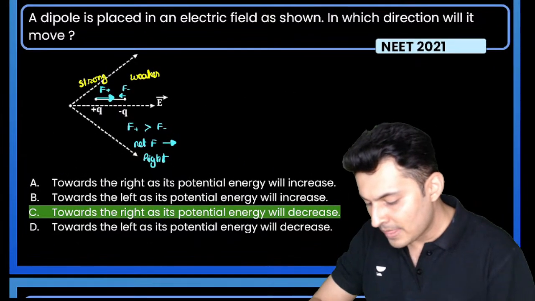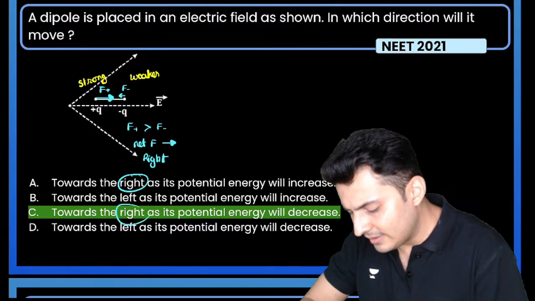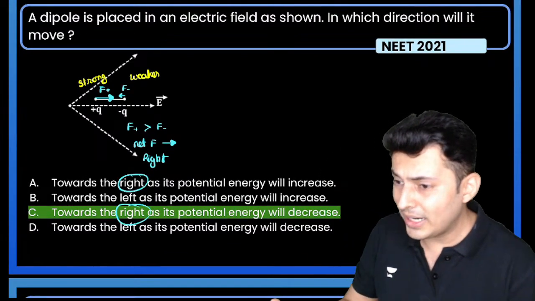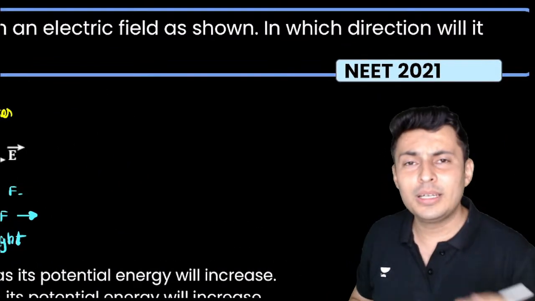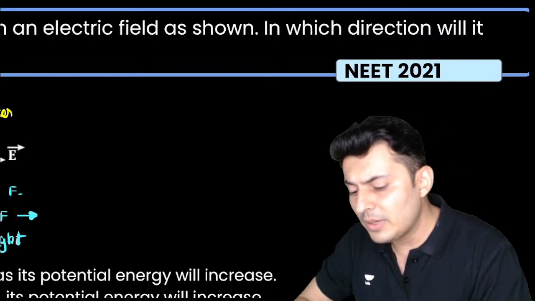This is one thing. Now, this option also has right, this option also has right. How do I decide potential energy increases or decreases? I'll give you a general rule. This is a shortcut trick which you can keep in mind every time.